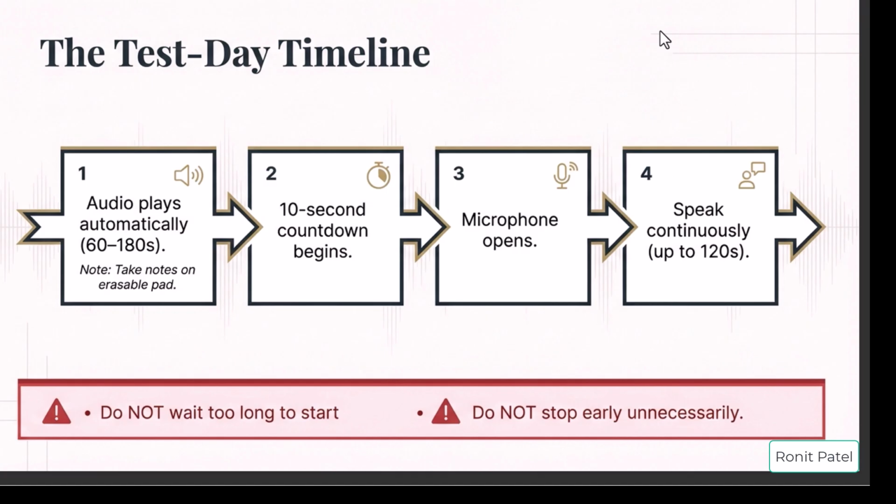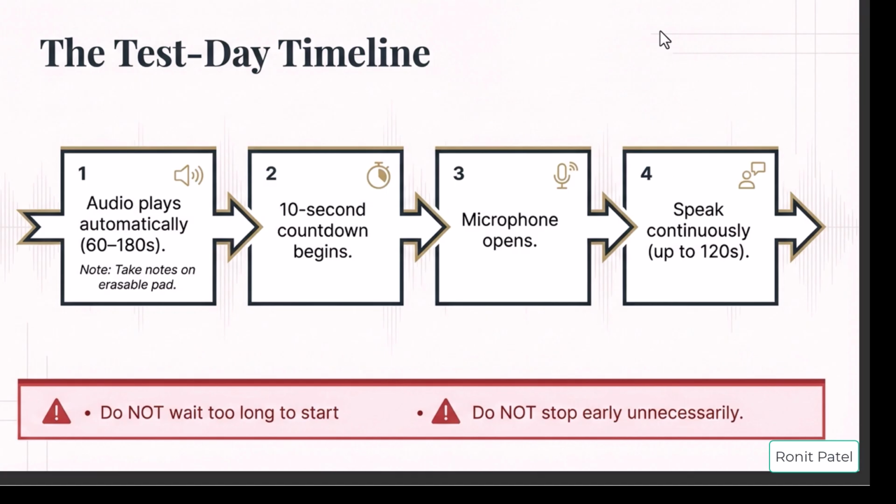Step 2, 10-second countdown begins. This is your mental preparation window. In these 10 seconds, you must organize notes, decide structure and take a deep breath. Step 3, microphone opens. The moment the mic opens, start speaking quickly. The slide clearly warns, do not wait too long to start. If you delay too much, the recording may cut and your fluency score suffers.